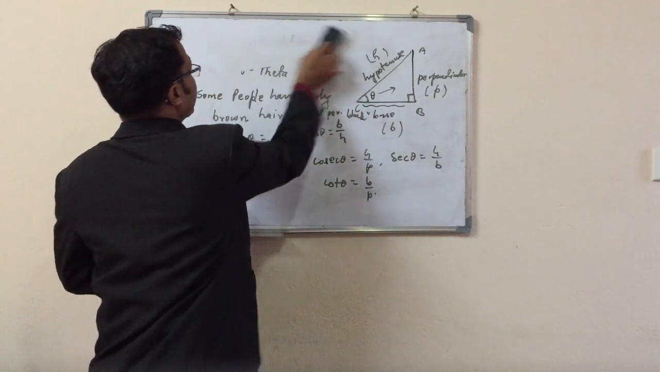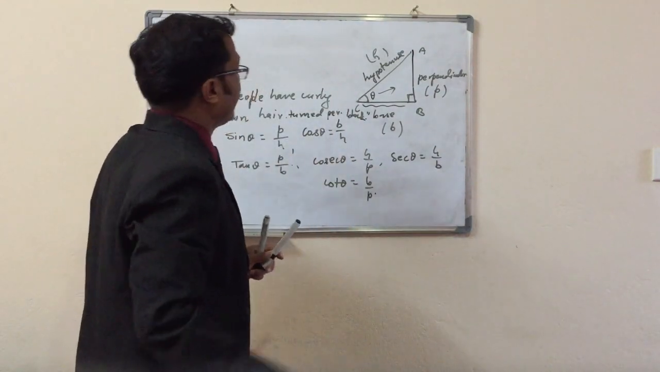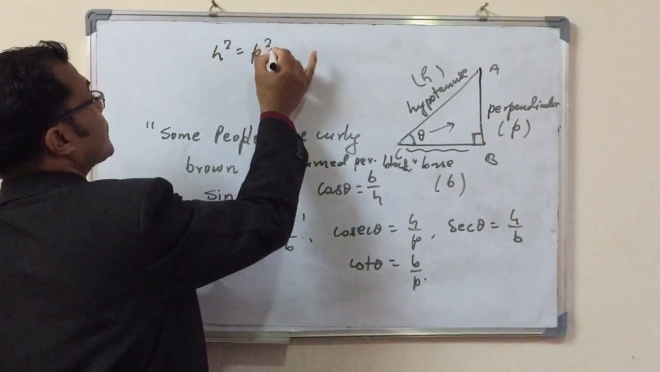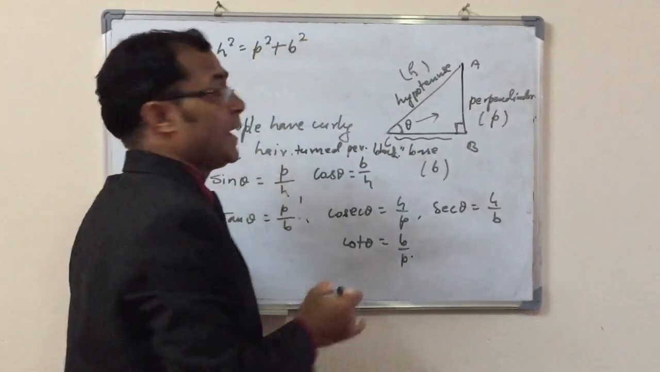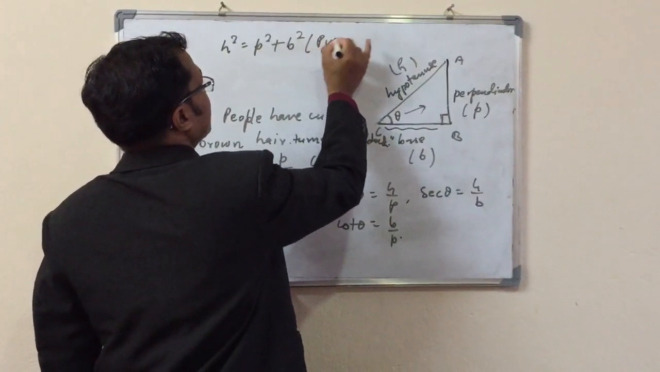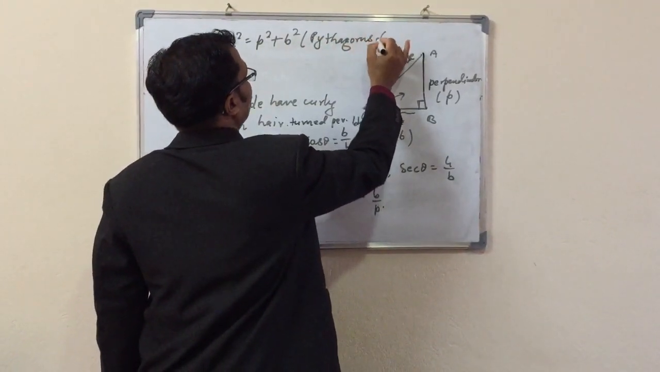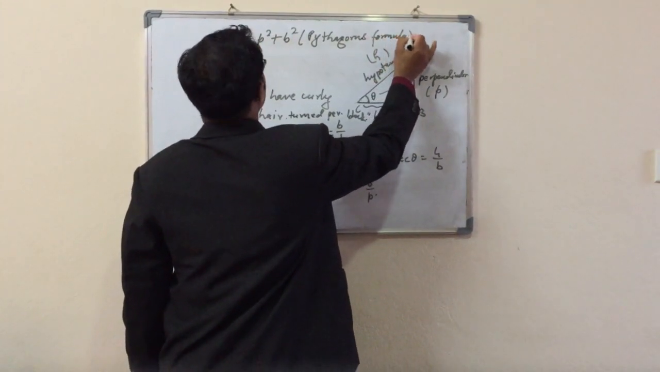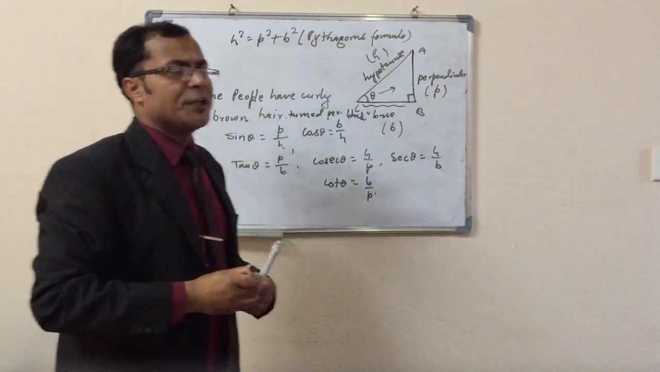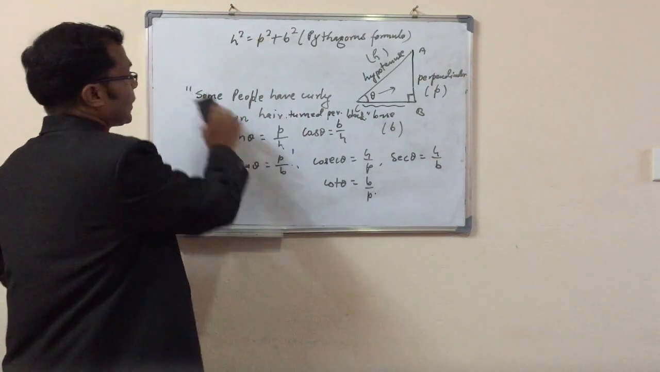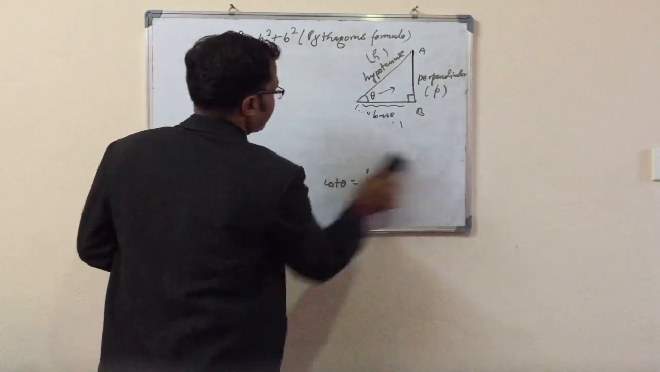And one more thing I have to tell you is, in a right angle triangle, this relation always works: x square equals p square plus b square, and that is called the Pythagoras formula. So if you know these things, you can derive all the formulas by yourself. Now we're going to see how we make these formulas.